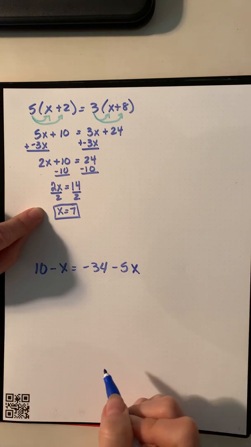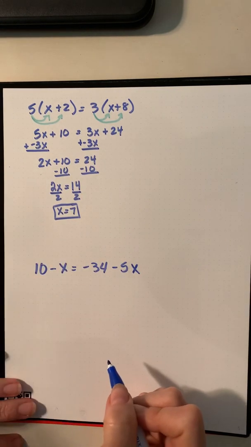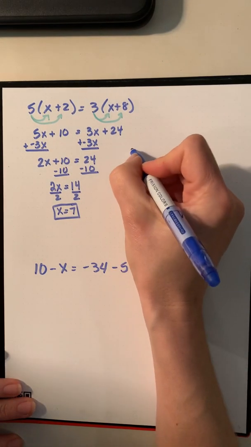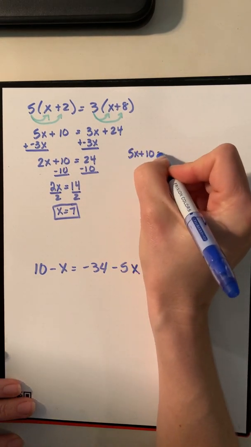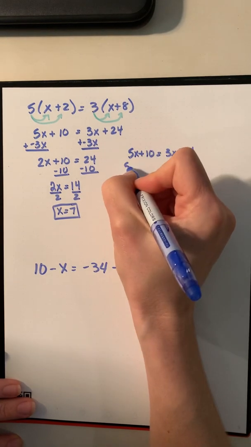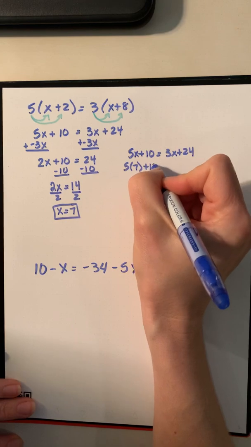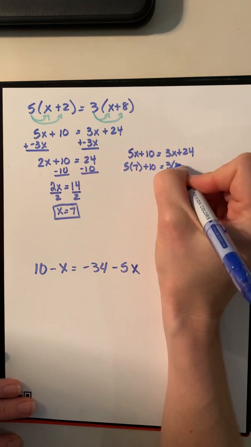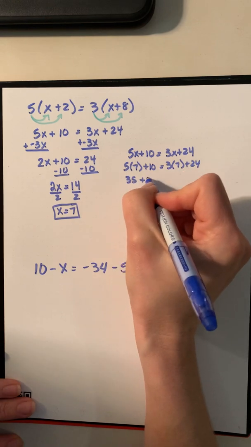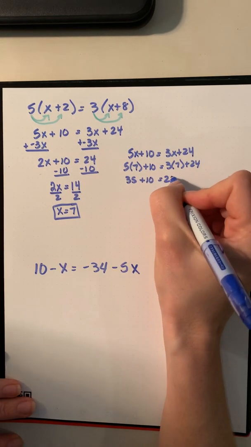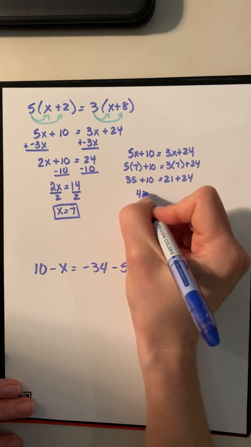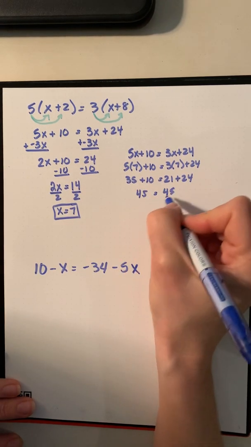So we're halfway there. We want to get that y coordinate. So I'm going to come back up here. 5x plus 10 equals 3x plus 24. 5 times 7 plus 10 equals 3 times 7 plus 24. 35 plus 10 equals 21 plus 24. 45 equals 45.